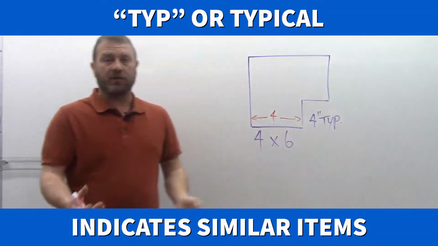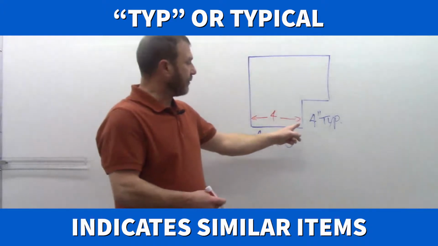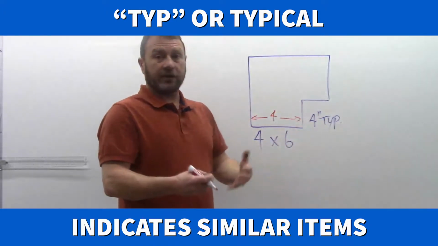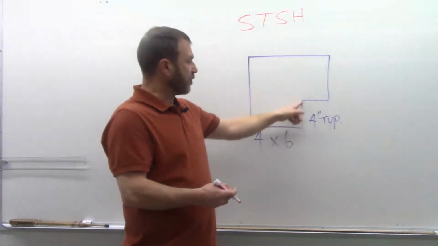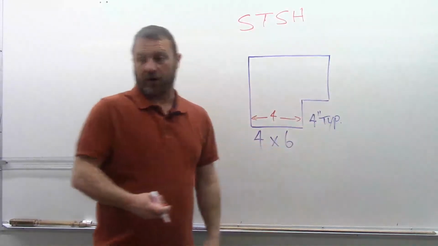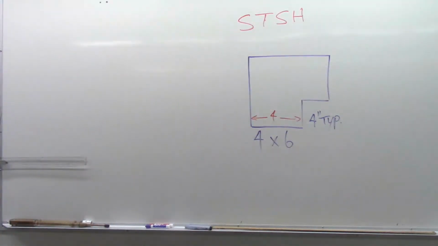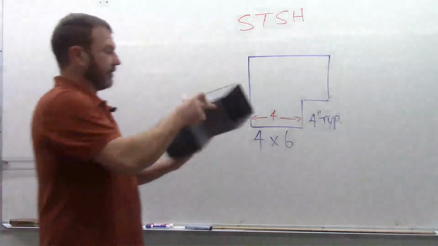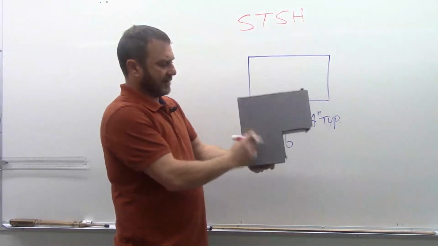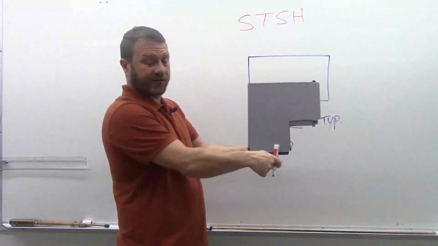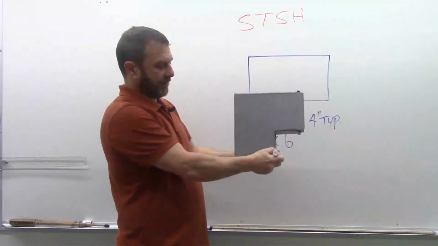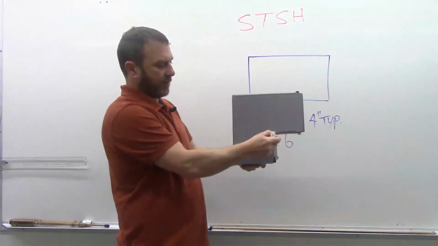So the typical, when we see a line, means that anything that looks kind of symmetrical, it looks like it's the same dimension. If it's indicated as one of them is that dimension, then we take it that all of them are. So the typical means there's multiple of the same dimension. So again, here's our sample. We're 4x6, meaning 4 inches across the front, 6 inches in our depth, with a 4-inch throat here, 4x4.